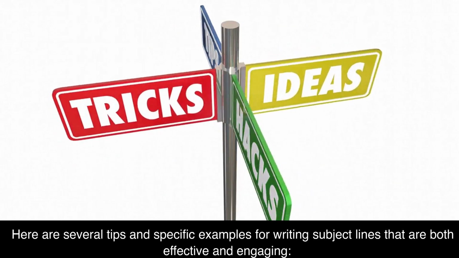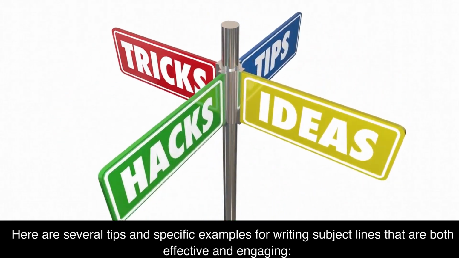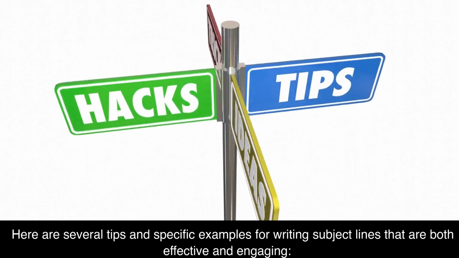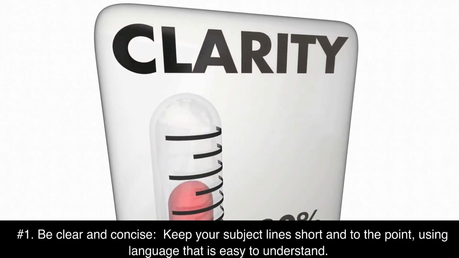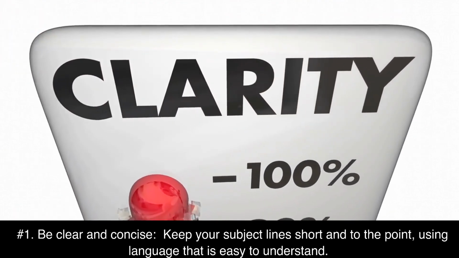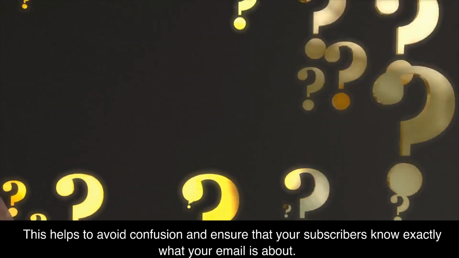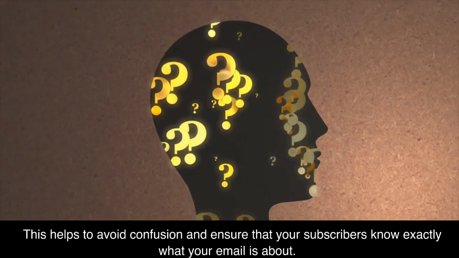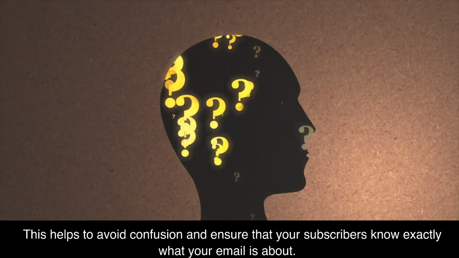Here are several tips and specific examples for writing subject lines that are both effective and engaging. Number 1. Be clear and concise. Keep your subject lines short and to the point, using language that is easy to understand. This helps to avoid confusion and ensure that your subscribers know exactly what your email is about.